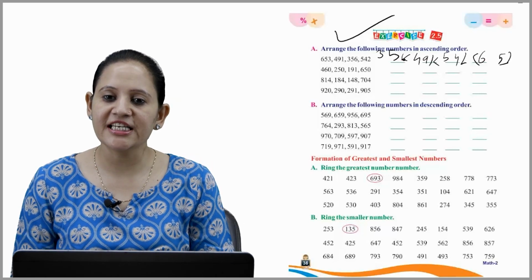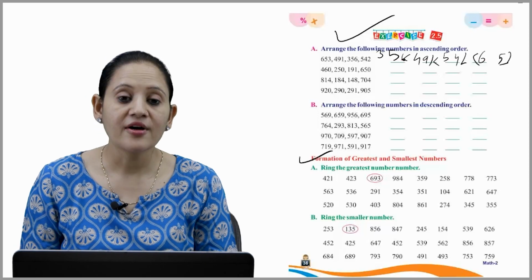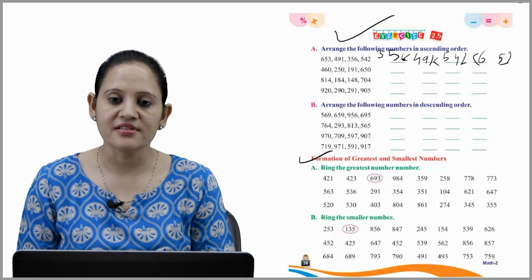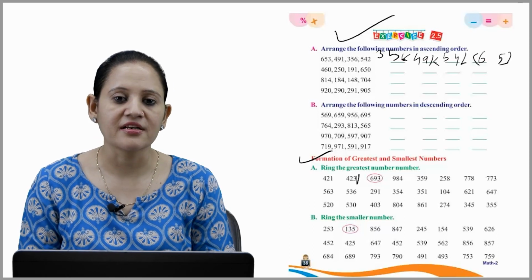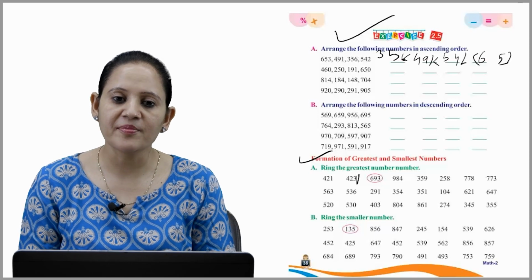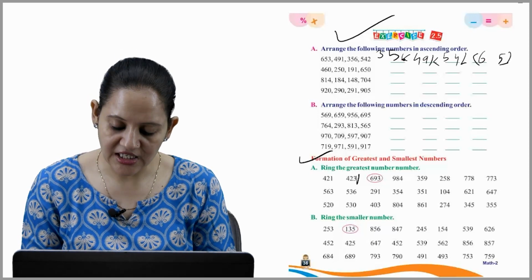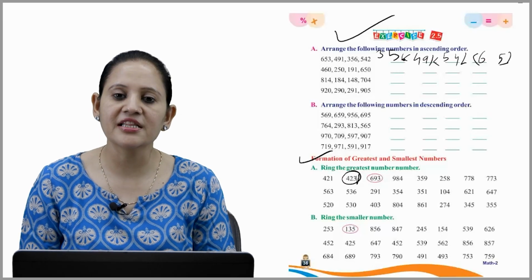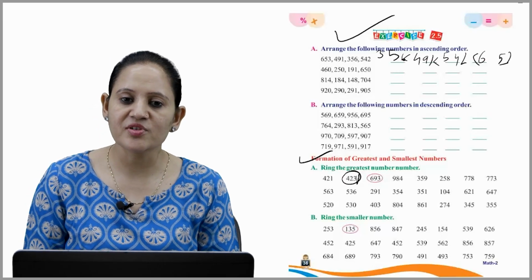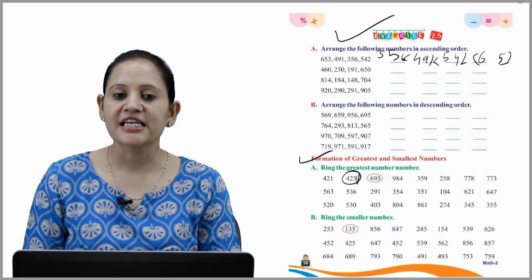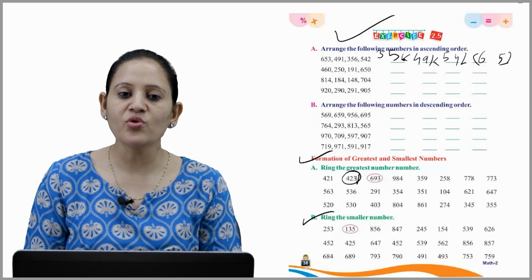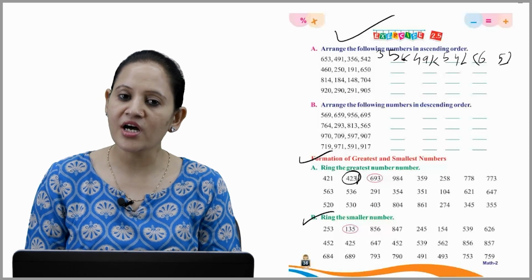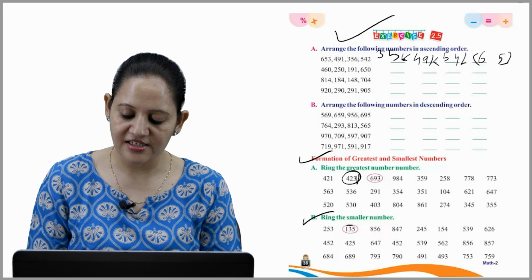Next is formation of greatest and smallest number. First question is ring the greatest number. So if we compare between these two numbers, which one will be greater? 423 will be greater than 421. So circle this number. Like this we can compare the numbers, which one is greater or which one is smaller. Next is ring the smaller number. Between these two numbers, 253 and 135, which one will be smaller? 135. So we'll circle it. Clear?